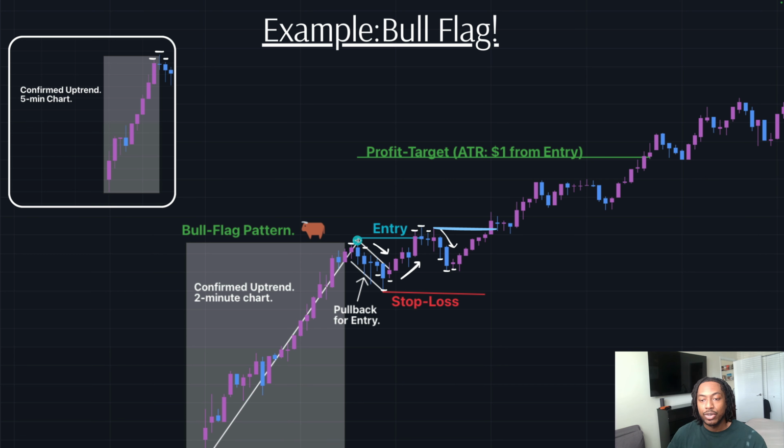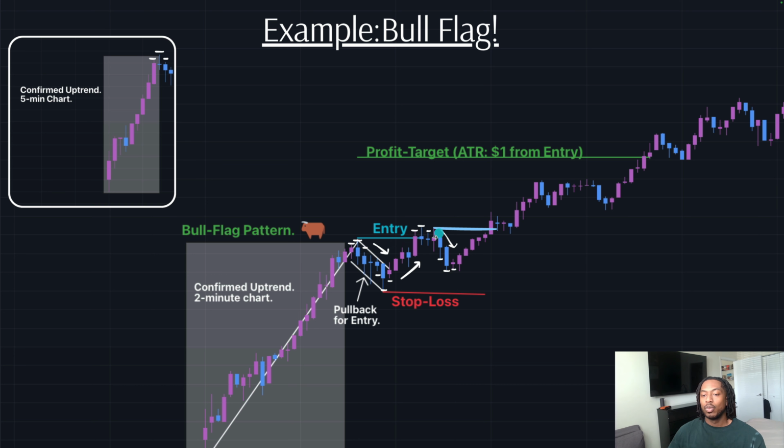I'm going to enter once we break out right here of the high of day. And then I'm going to let it ride all the way to my profit target, which is the average true range of $1 from my entry. So $1 from right here, my entry, the high of day, is my profit target. My stop loss is going to be the lowest point of my pivot point in the bullish trend. This is my bull flag, and then I do nothing.